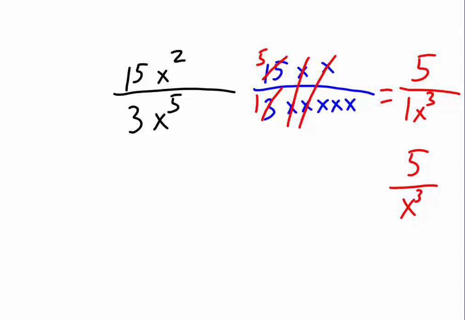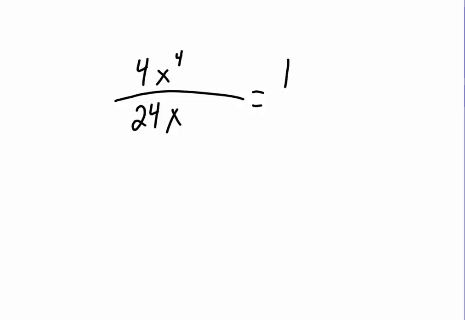So if I gave you something like 4x to the 4th over 24x. Okay, that's going to be reduce the 4 and the 24, so 4 goes into both of those. Let's see, so 4 goes into both of them. So 4 goes into 4 1 time, and 4 goes into 24 6 times.